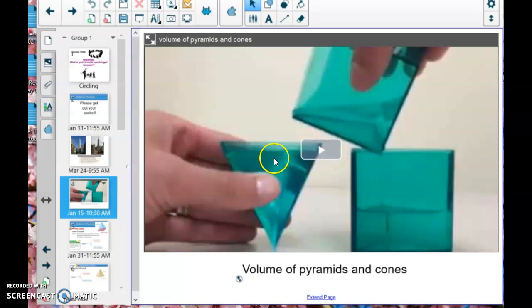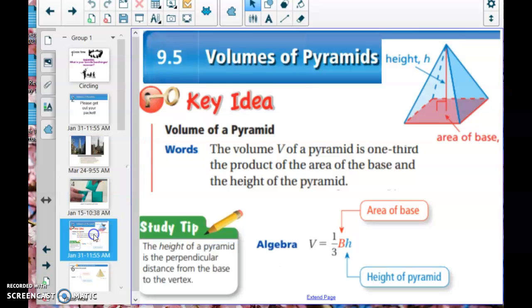And what they found is 3 of the pyramids is what it will take to fill a prism. So that's the relationship between a pyramid and a prism. It is a third of the size. So that is what the volume is going to look like for the volume of a pyramid.